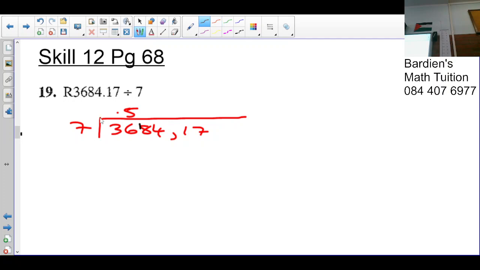7 goes into 18 how many times? Twice, which is 14. The remainder 4. 7 goes into 44 how many times? 6 times. The remainder 2. 7 going into 21? 3 times. 7 going into 7? Once. You see, in line with this, the comma goes. It's all attached. In line with this here, the comma goes.